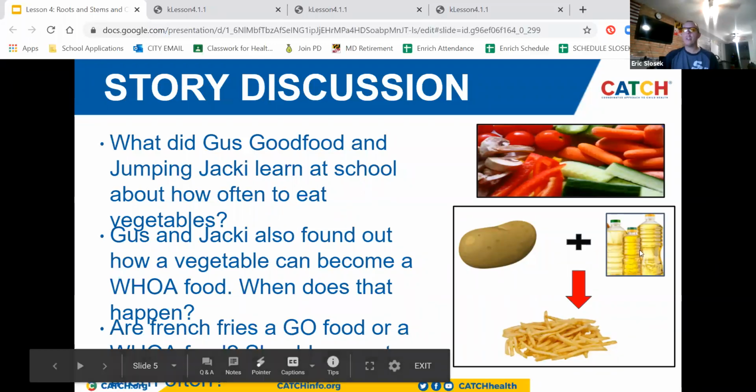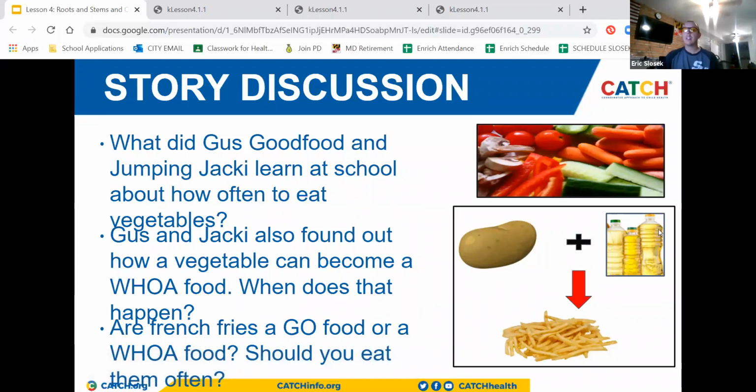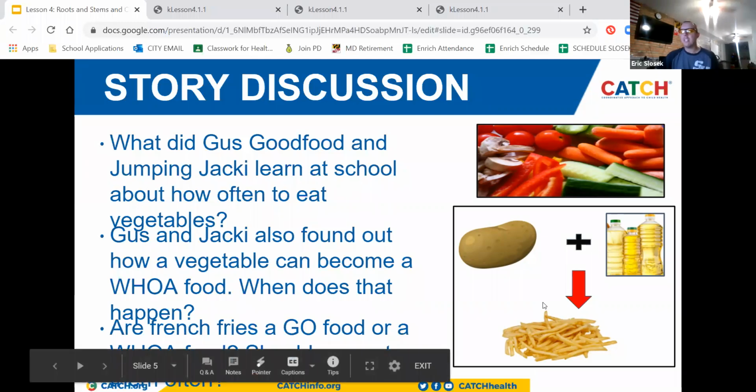Once you use that oily grease and that fatty grease, that is going to turn it into a WOW food. And should you eat them often, meaning a lot of times? The answer is no, you should not. That should be only every so often. So if you're eating French fries every day, that's not going to be good for your body.